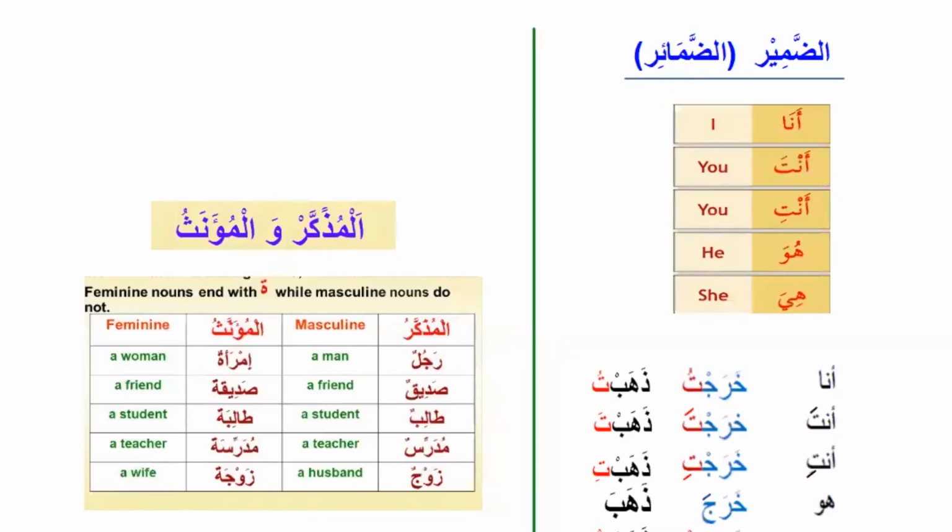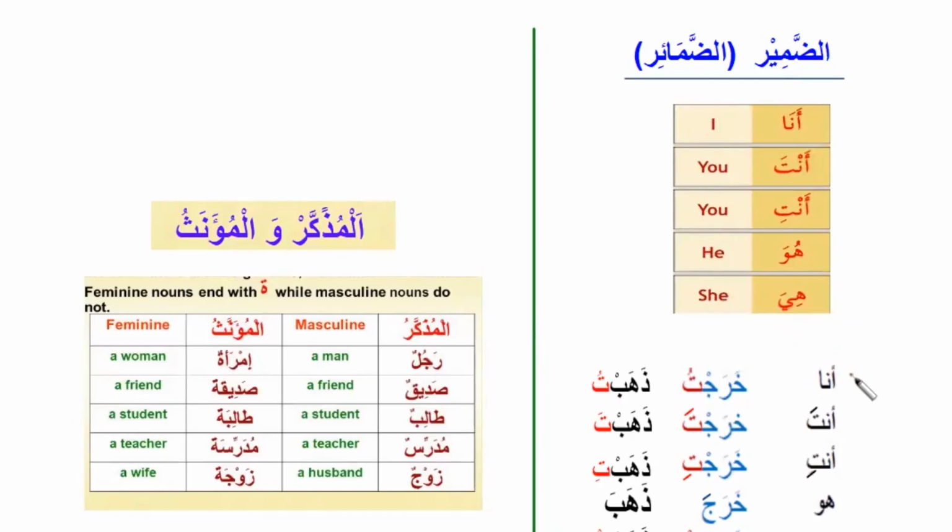Dhamair, pronouns. So ana means I. Anta, you. Anti, you, but female. This is for feminine, a female. Okay. Huwa means he. Hiya means she. You see? Okay. So these are the basic pronouns that we need for now. As we go, inshallah, we'll see other pronouns. But for now, these are what we have to concentrate on. So please observe them very well and put them at your fingertips.